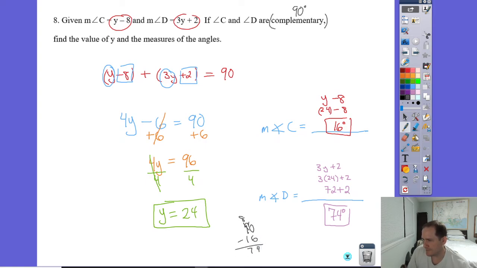Which leaves 4. Yep, 74. So we know we're right. 74 and 16 do add up to 90. They're supposed to add up to 90. So I know my answers are all correct.